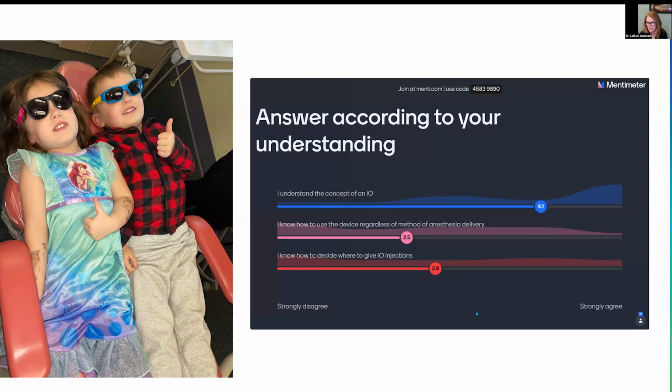The next one is I know how to decide where to give intraosseous injections. And this one is really important to me because this is going to tell me how much I need to dive into the next section. So if everybody can just kind of, and these are giving me averages of all you guys. So most people are understanding the concept.